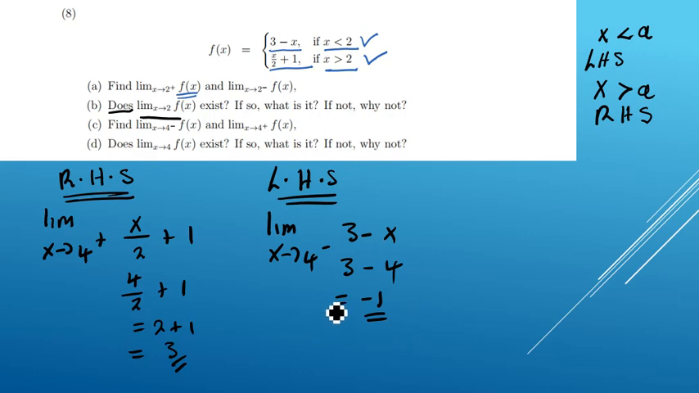Now remember what I explained in the first place. Whenever you approach the limit from the left hand side and the right hand side and you get two different values, then automatically the limit as x approaches 4 does not exist. So this is just how you solve this question. This is just how you go about solving these questions. Very simple.